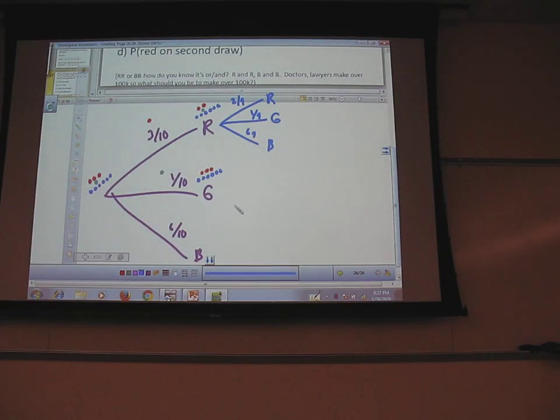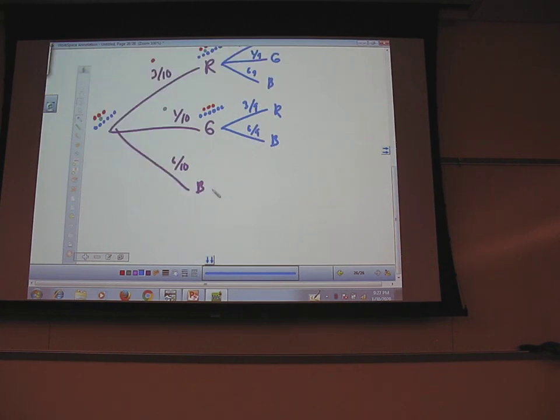Okay, so here, if I draw a green one, then all I have left is red or blue. 3 out of 9 are red, 6 out of 9 are blue. If I drew a blue one first, then I could draw a red, a green, or a blue next. Let's see, I have 3 red ones left, I have 1 green one left, and I have 5 blue ones out of 9 left. Now here are the questions.